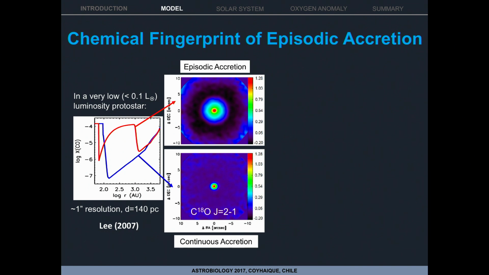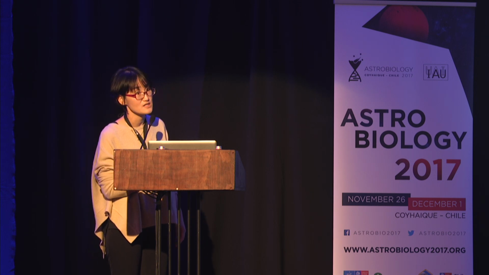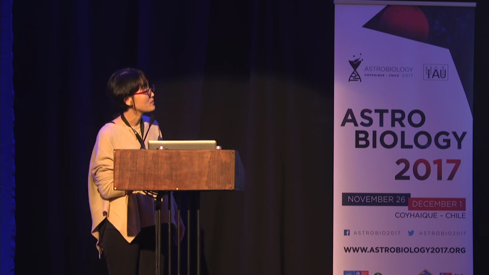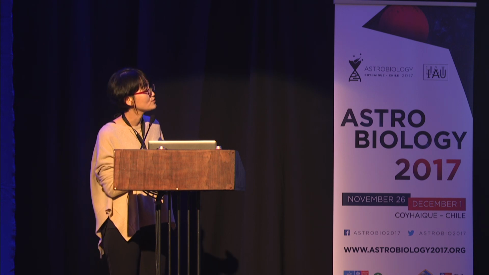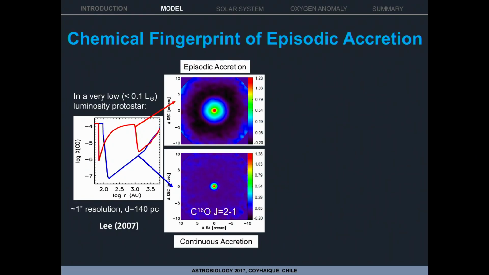But in the episodic accretion, although the current luminosity is very low, the previous burst accretion heated this core to large radii and evaporated the CO. Even after this burst accretion ends and the material cools down, CO stays in the gas for a long time because the CO freeze-out timescale is on the order of 100,000 years at this density. So you can see a very big CO emission radius.